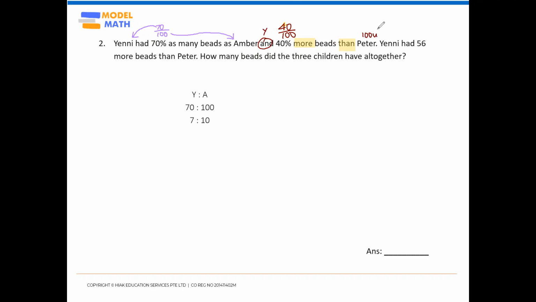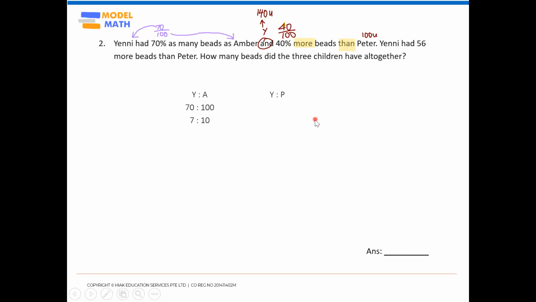Now, for Yenny, like I said, Yenny is not just 40 units. Why? Because you got the word "more than". Yenny is 40 more than 100. So in other words, Yenny must be 140 units. I hope everyone is clear on this. Unless I change the statement, and say 40% as many as Peter, that is a different thing. "As many as" means Yenny will have 40. I hope everyone is clear on the difference here, what I'm trying to explain.